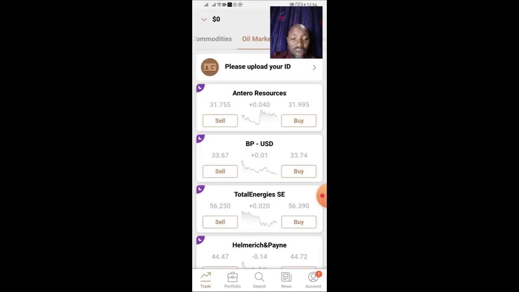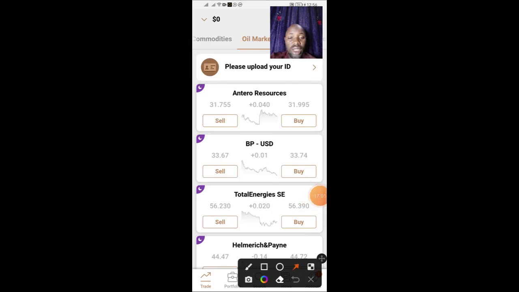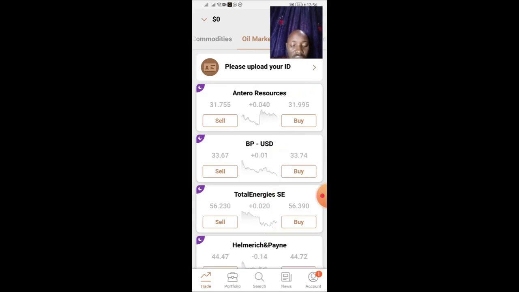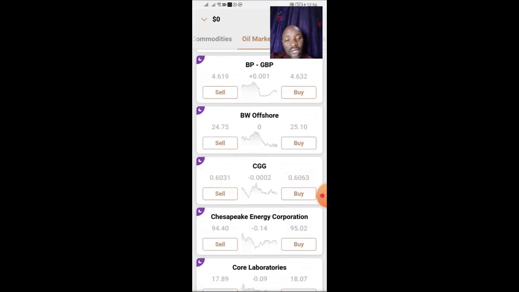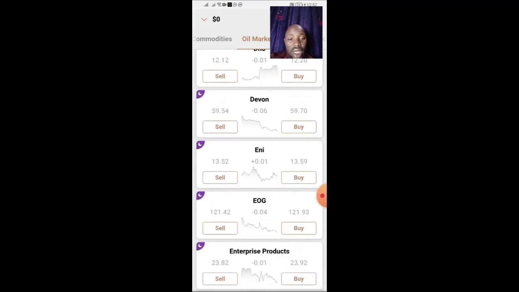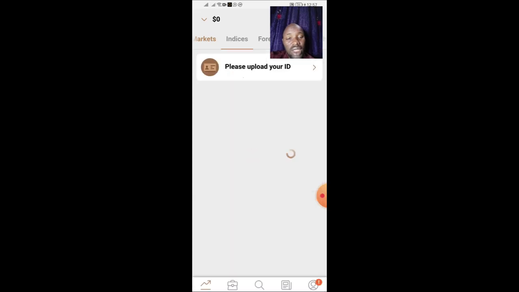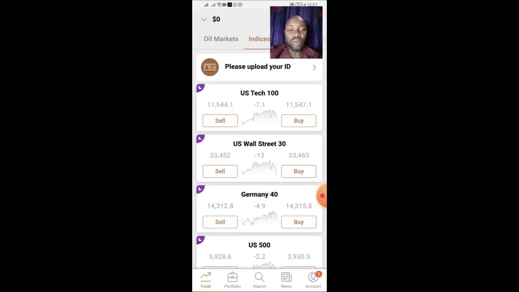Now when you look at the oil market, you discover that you can trade so many kinds of oil, like you see, Antero Resources. You can trade BPUSD. They are kind of oil product that you can easily buy and sell. Then we have Total Energies. You can also trade on that. You can also trade on Helmerich and Payne, and a lot of them. So now, whenever you have access, you can easily buy and sell all this.